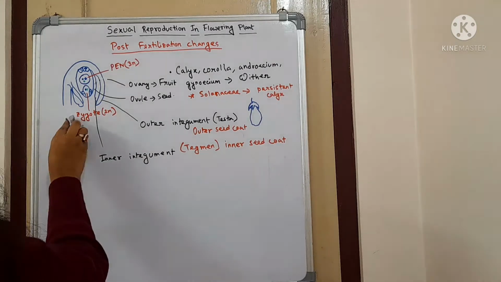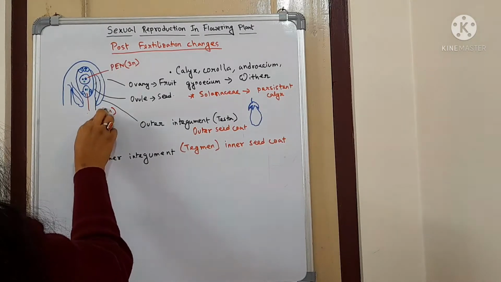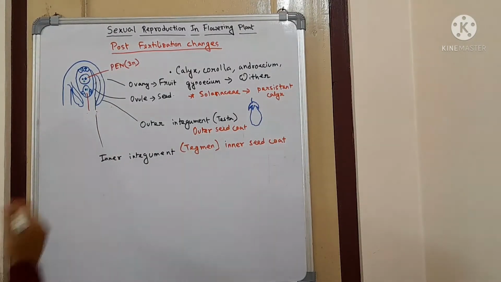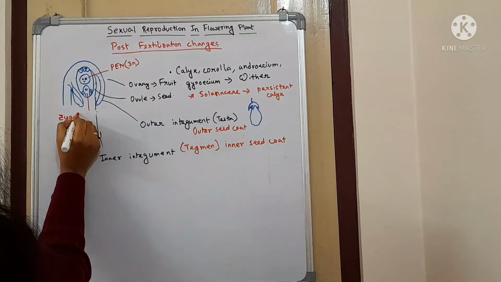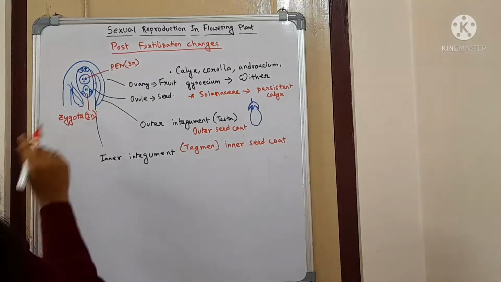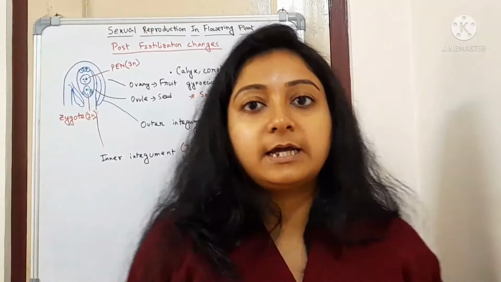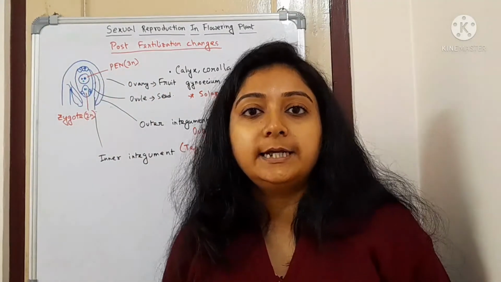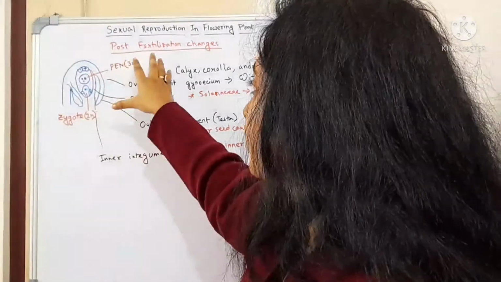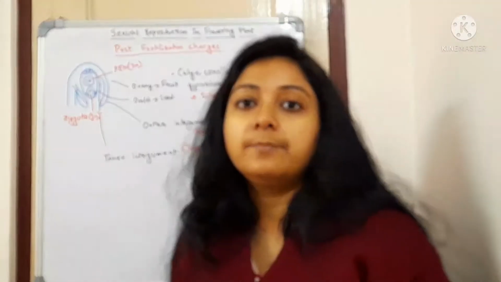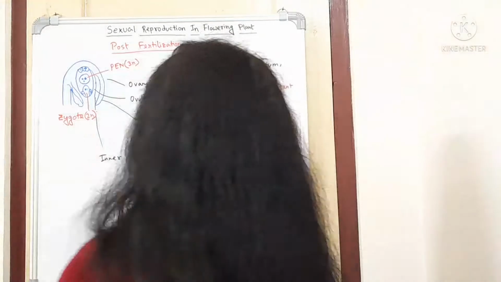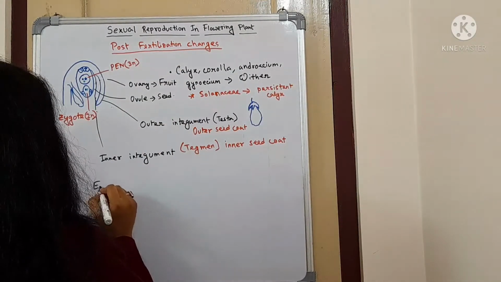Now what will happen to this? This is the zygote, this is the 2N, and inside which there is the PEN, or we can say that this is the endosperm. Okay, this is the endosperm. After the double fertilization event, that will lead to the formation of the zygote and the endosperm, or the primary endosperm nucleus. So from the PEN, the endosperm can be developed. So what will happen to that endosperm?